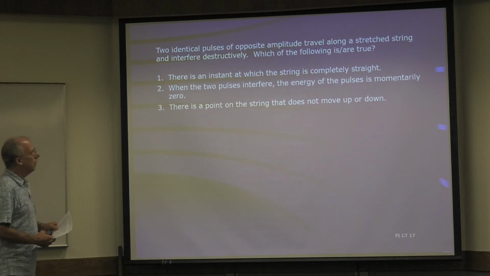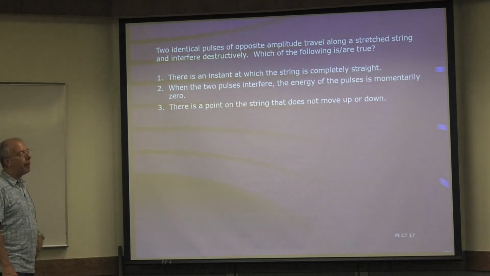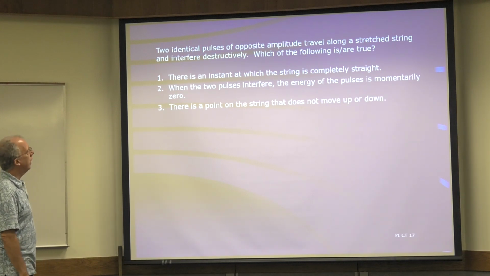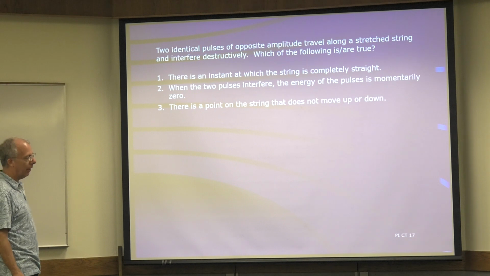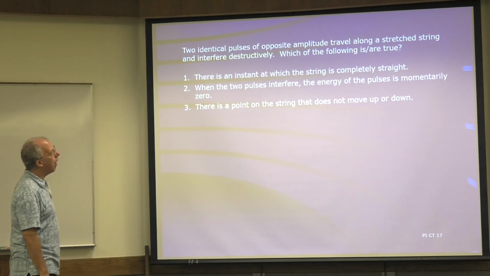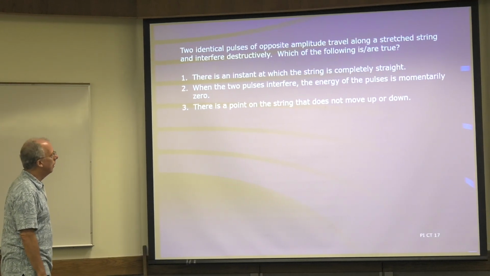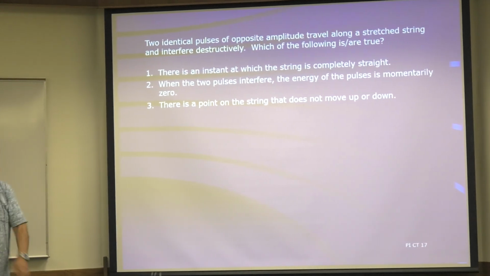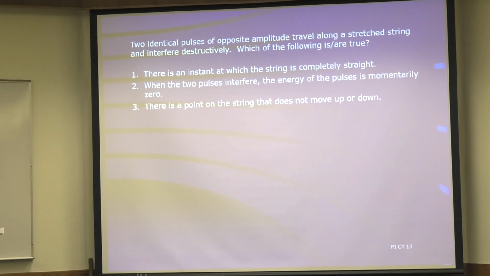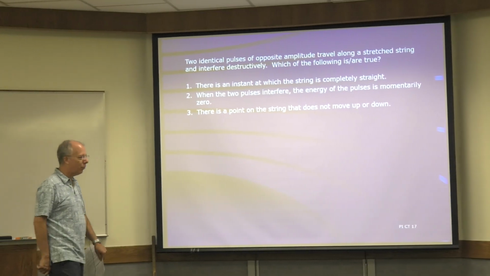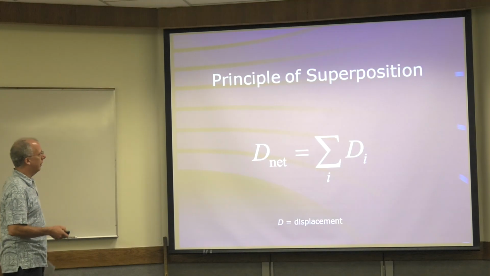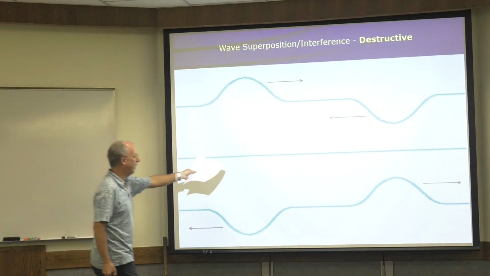All right, so let's see. Two identical pulses of opposite amplitude. So one's up, one's down. Travel along a stretched string and interfere destructively, like we already talked about. Which of the following is or are true? So pause your video and figure it out and get ready to vote or whatever. Okay, I assume that you figured out which is true and which is not. All right, so, I mean, we talked about this, right? That's what it is. Agree? That's so.